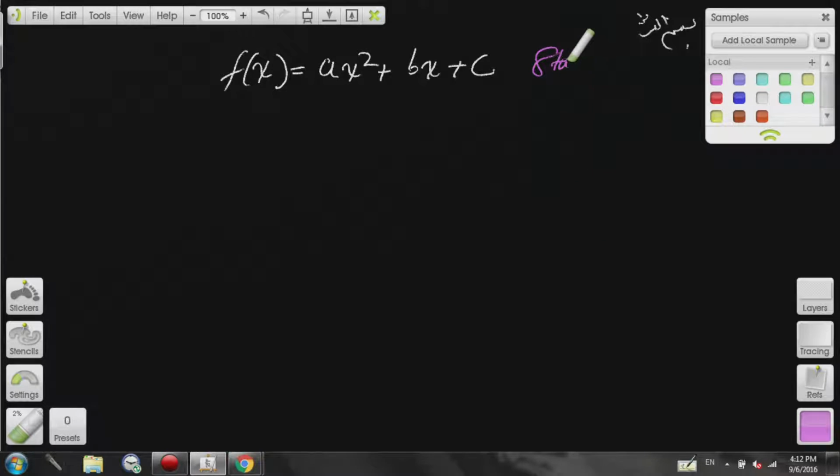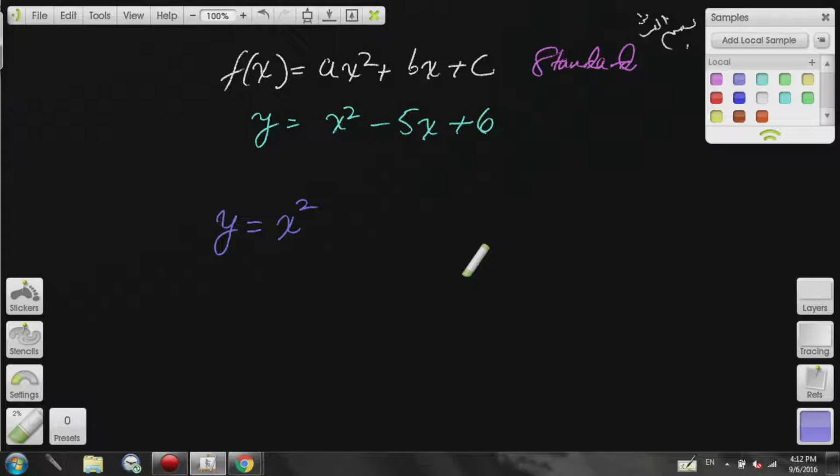An example of a quadratic function in standard form is this. Okay. Now, to understand quadratic functions, we're going to start out with the simplest of the quadratic functions, and that's this one, y equals x squared, a single term. So this is the simplest of the quadratic functions, and it's called the parent function.